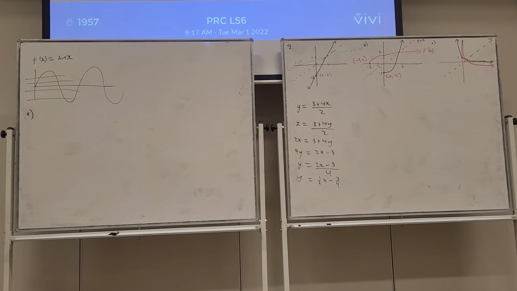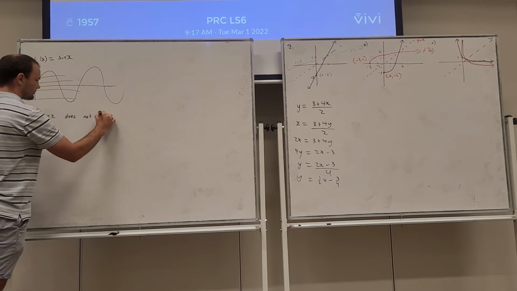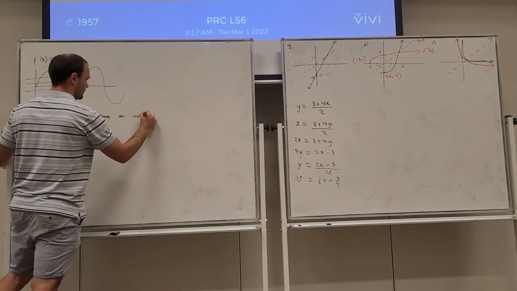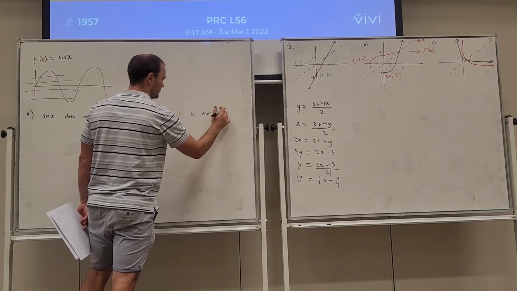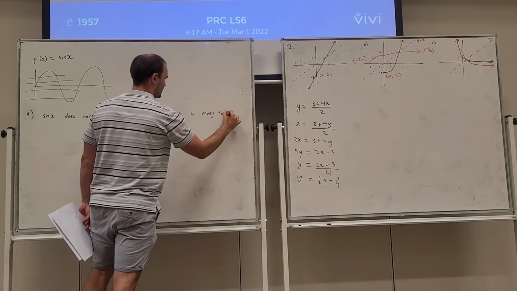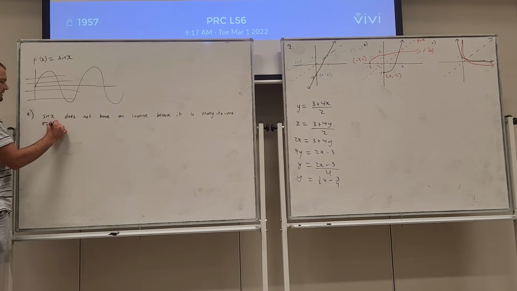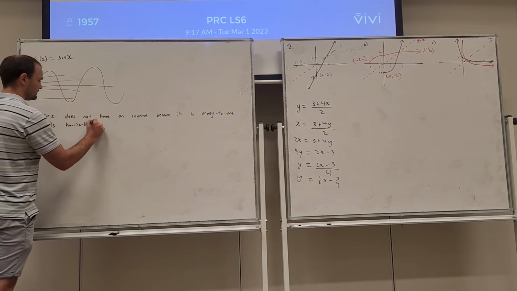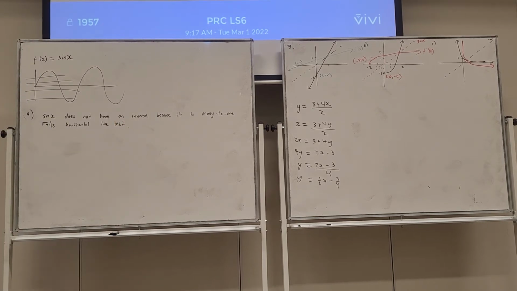When you're required to explain, all you need to say is sin x does not have an inverse because it is many to 1. So that means although each x value has a unique y value, each y value has multiple values of x. It's many to 1. You could also write another way to describe it, it fails the horizontal line test. That's the justification for why it's many to 1. So that's part A.